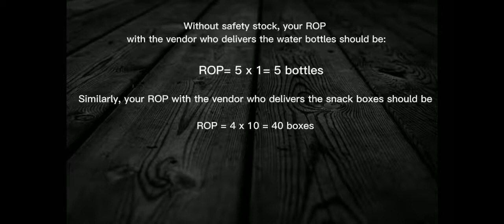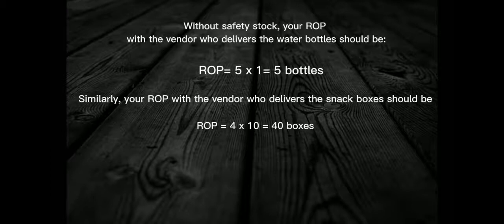Without safety stock, your ROP with the vendor who delivers the water bottles should be: reorder point is equal to 5 times 1, which is equal to 5 bottles. So when you have 5 bottles left, that means you have 1 day of sales before you run out of stock. Since your lead time is also 1 day, the new stock should arrive just in time for you to continue selling without interruption.